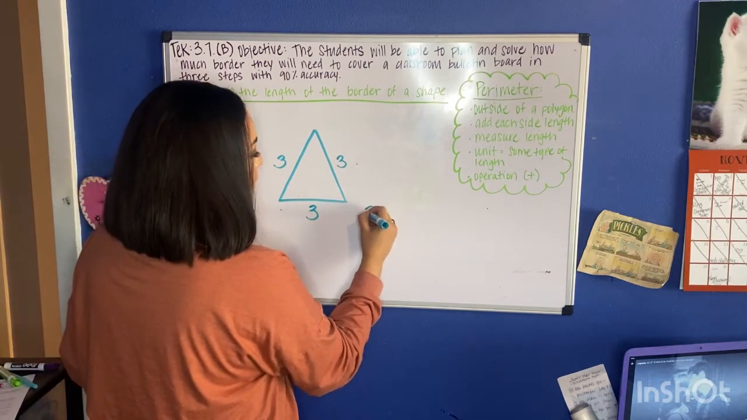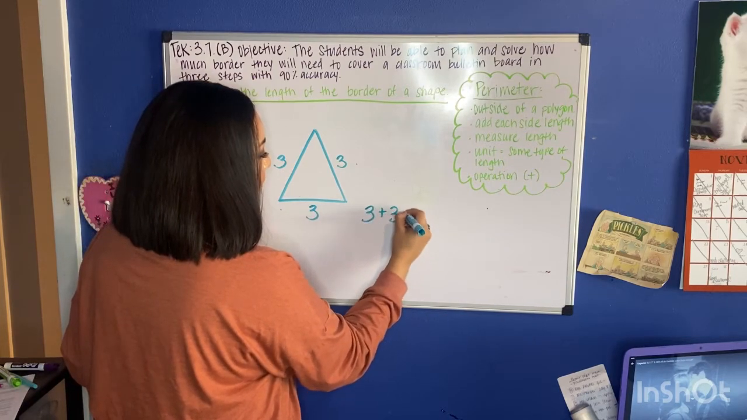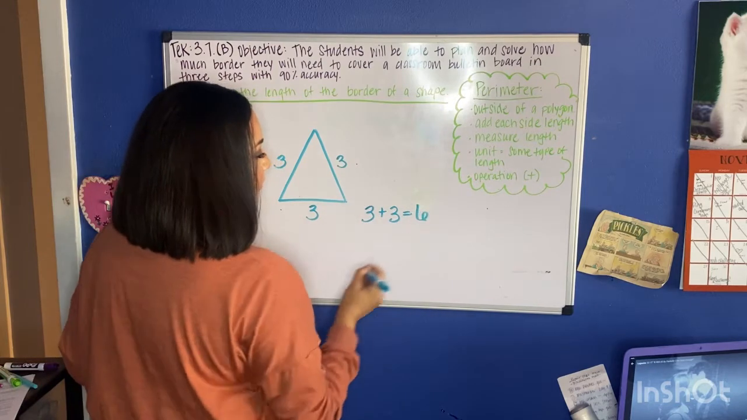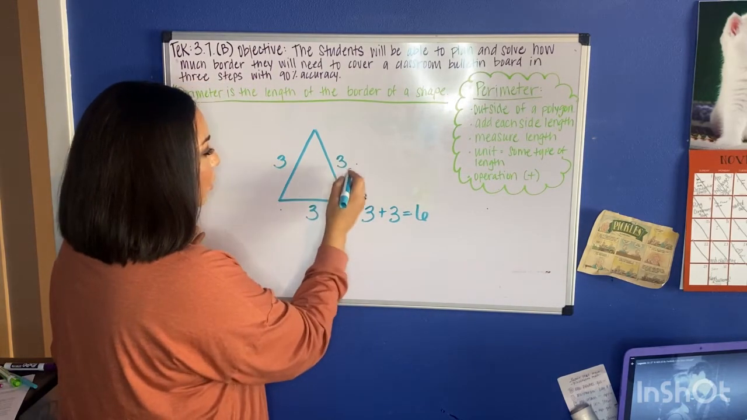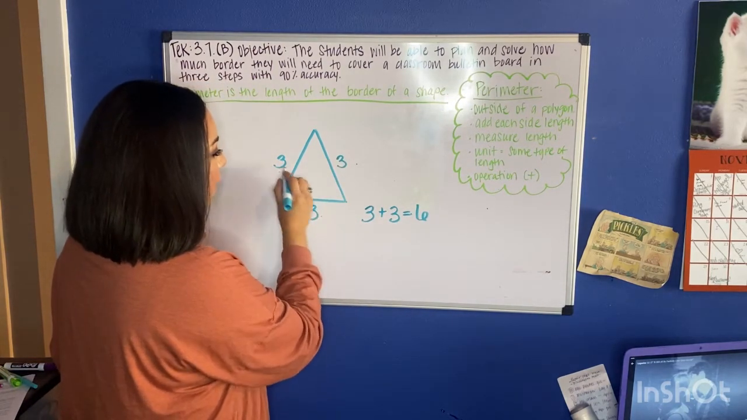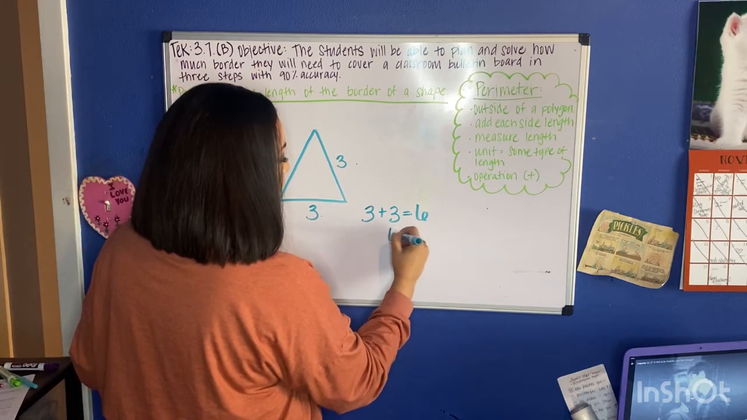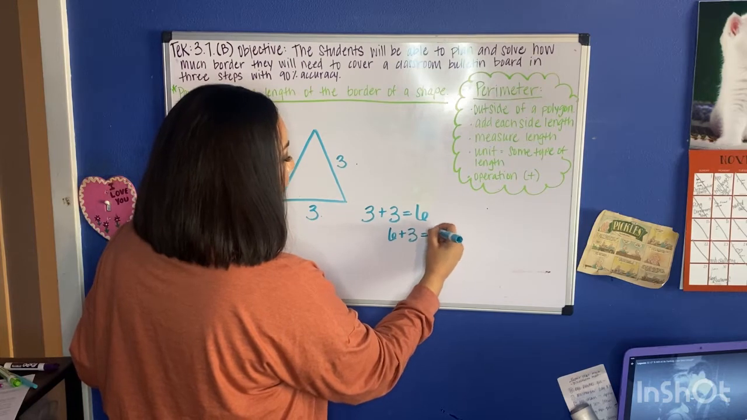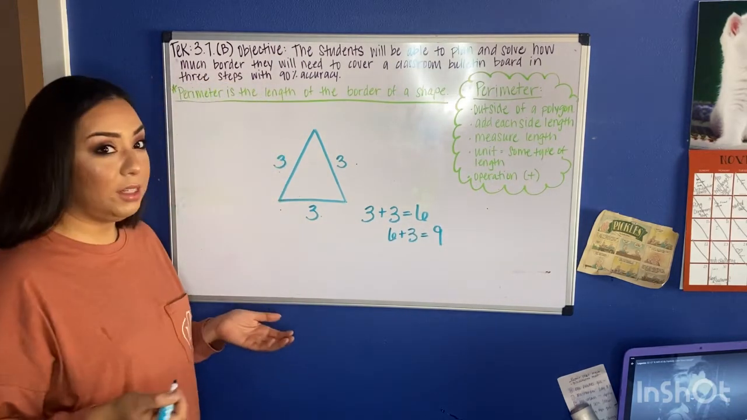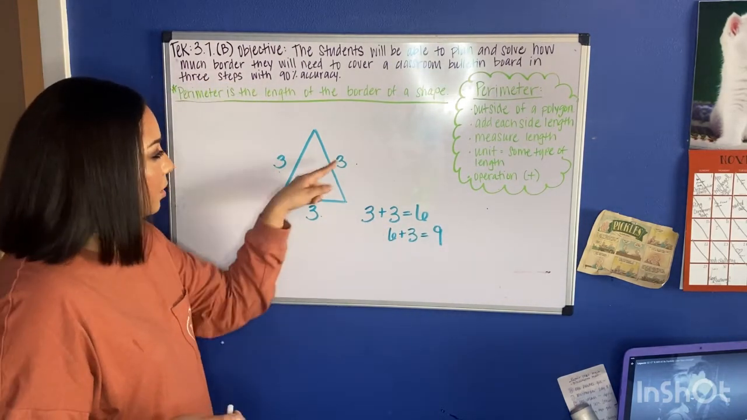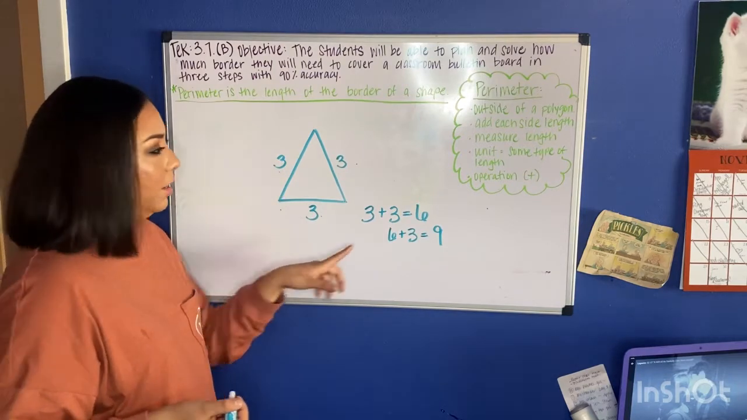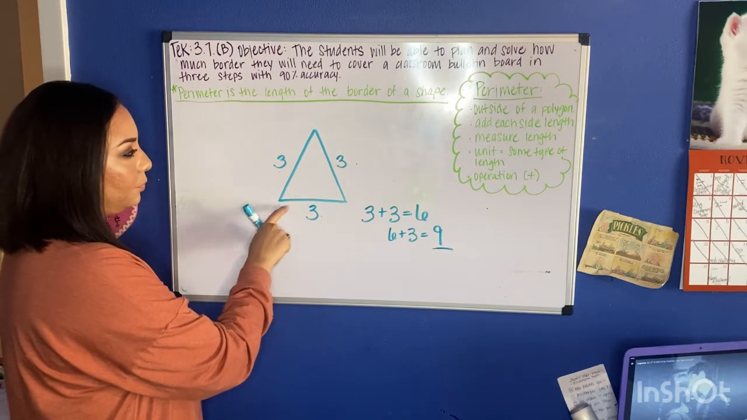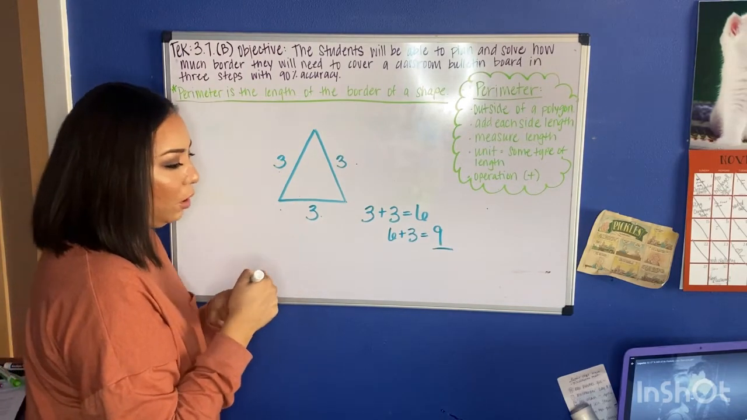So let's do first 3 plus 3. And what does that equal? 6. But we still have one more, so we only did these 2 sides. Let's add this one to the 6. So 6 plus 3 equals 9. Are we done? We did all of our sides, so there are only 3. So yes, the perimeter is 9 for the triangle. Let's go ahead and get into our worksheet.